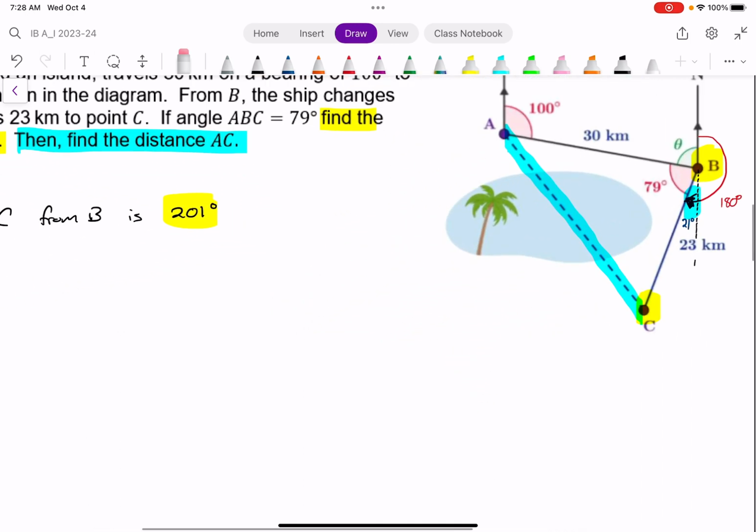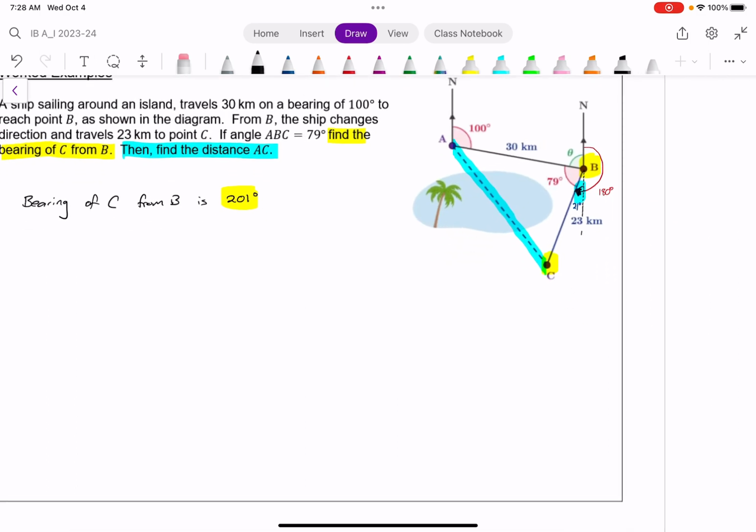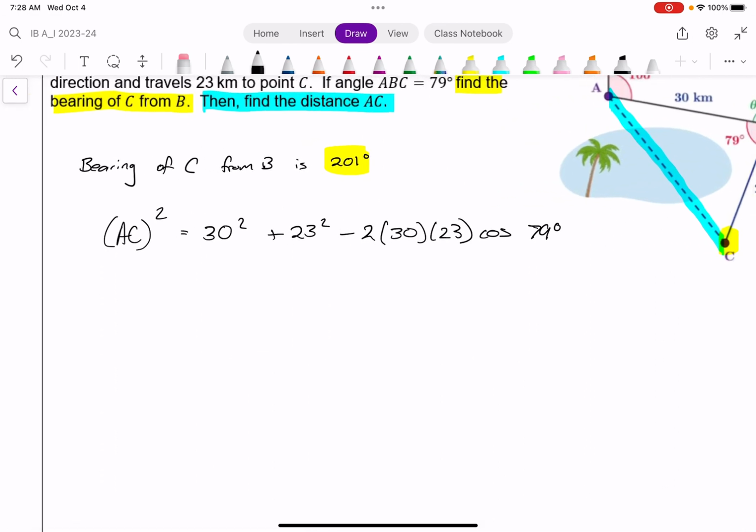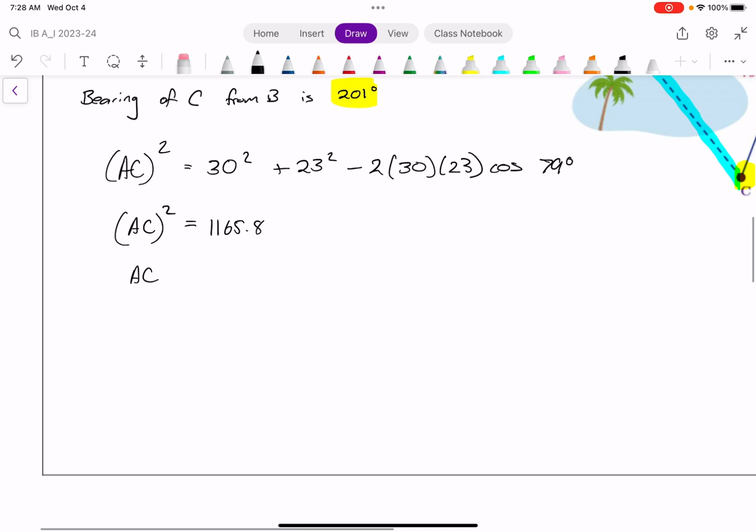And so in this case, I can say that AC squared will equal, it doesn't really matter the order of these, 30 squared plus 23 squared minus 2 times 30 times 23 times the cosine of the angle opposite what we're trying to find, which in this case is 79 degrees. That can be done quite quickly on any calculator. This will tell you about 1,165.8, but again, that is not AC, that is AC squared, so we want to square root that, and AC is approximately 34.1 kilometers. All right.